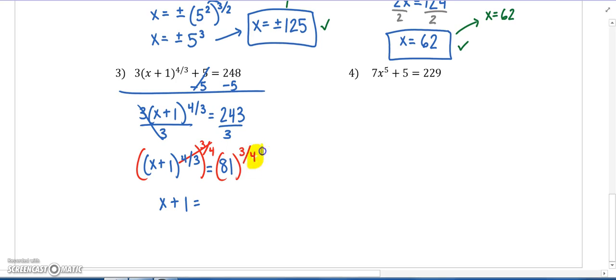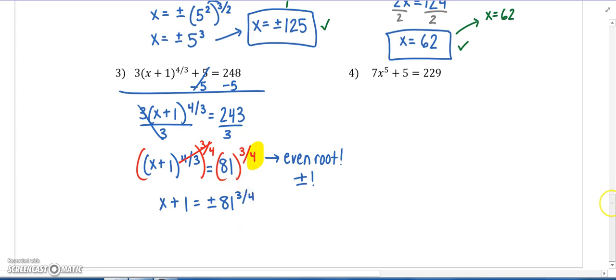But on the right side, we got to check to see if we have an even or odd root. Remember, root's in the denominator. That's even because it's 4. And an even root means plus or minus. So this will be plus or minus 81 to the 3/4.